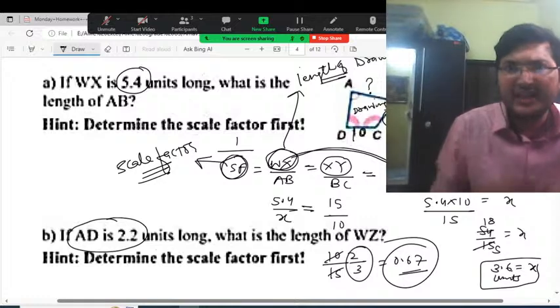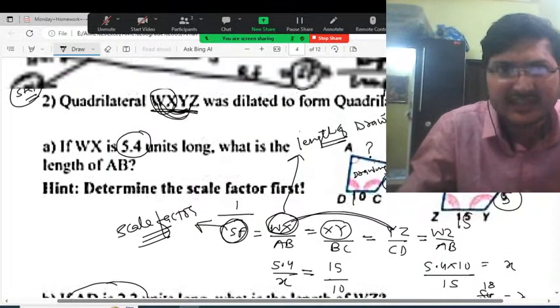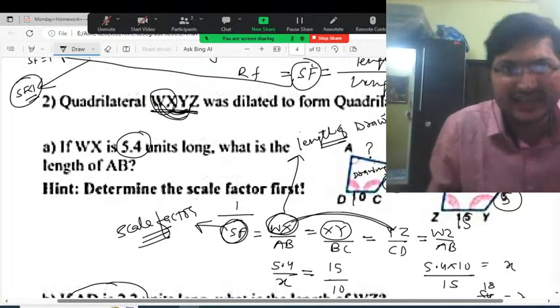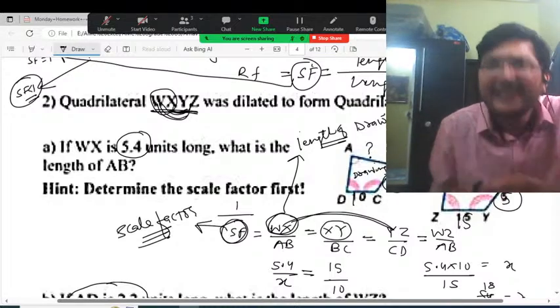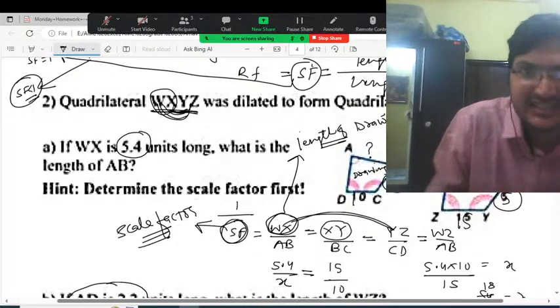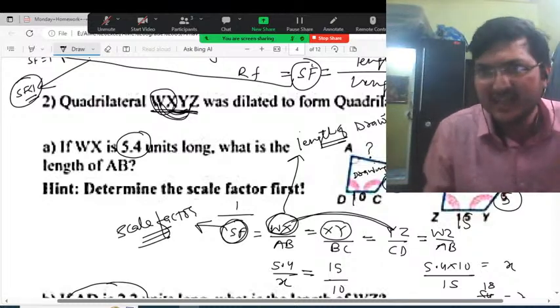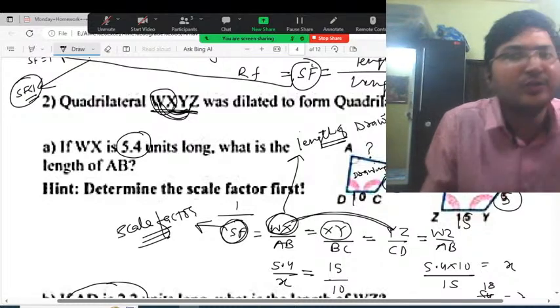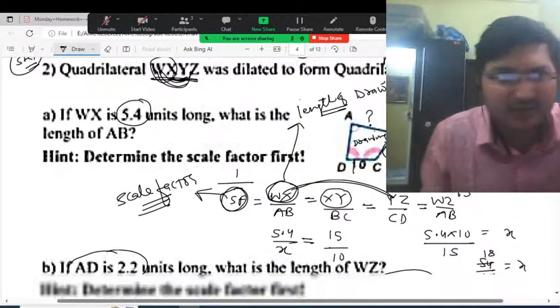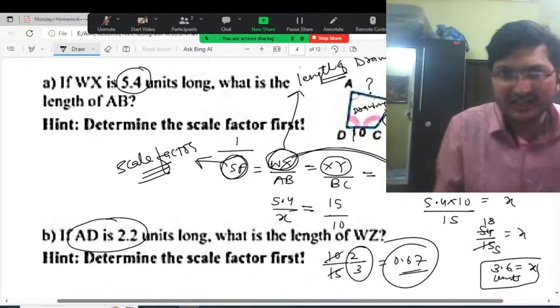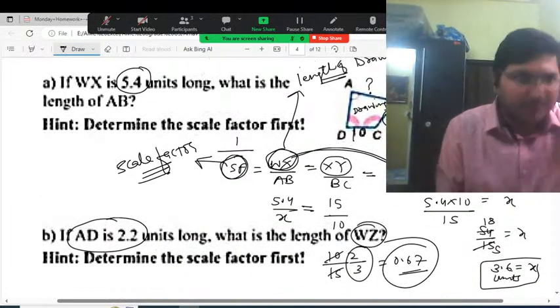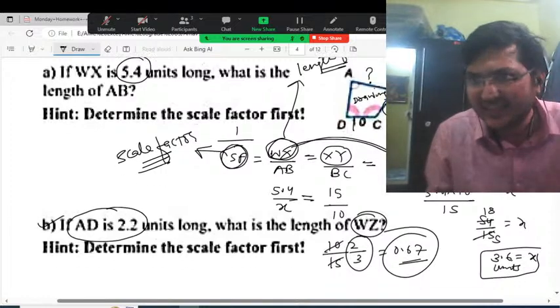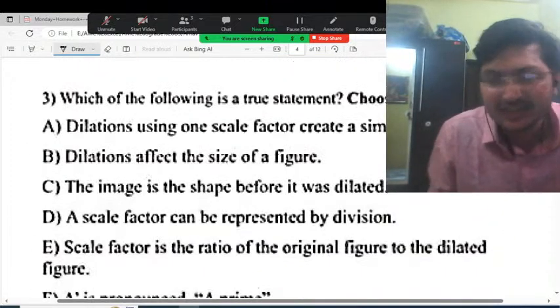Okay, here we are dilating, meaning we are dilating to reduce it. WXYZ was dilated to form ABCD. Here the dilated figure is the reduced size figure. Okay, fine. You just go through this question, determine the value of WZ using the same approach. It's your homework. Okay, all right.